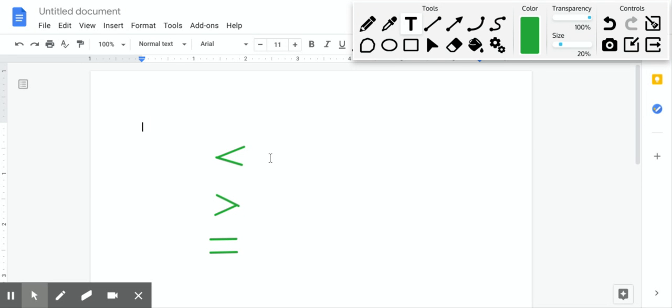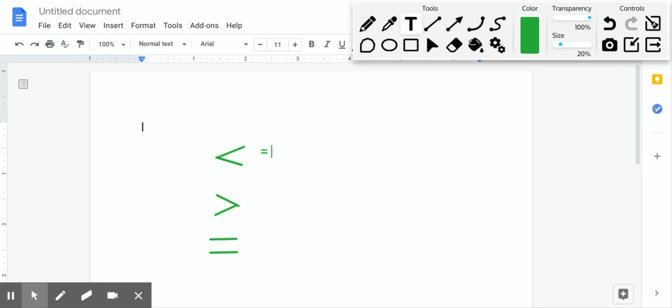Hi. Today, my student and I talked about inequality signs. Today, I'm going to be telling you a little bit about these inequality signs, what they represent, and how to use them. Now, as you can see, we have three main different inequality signs.